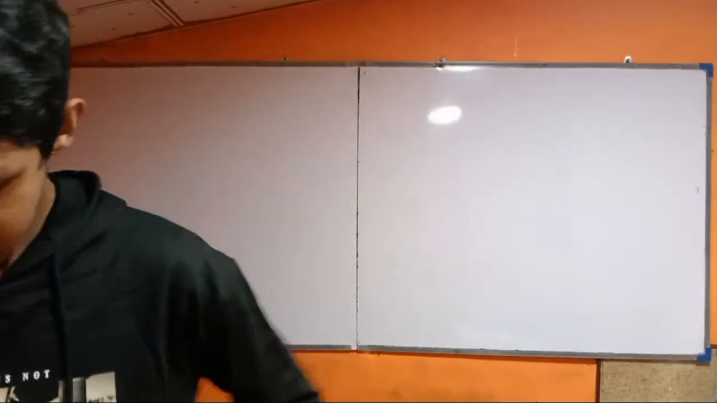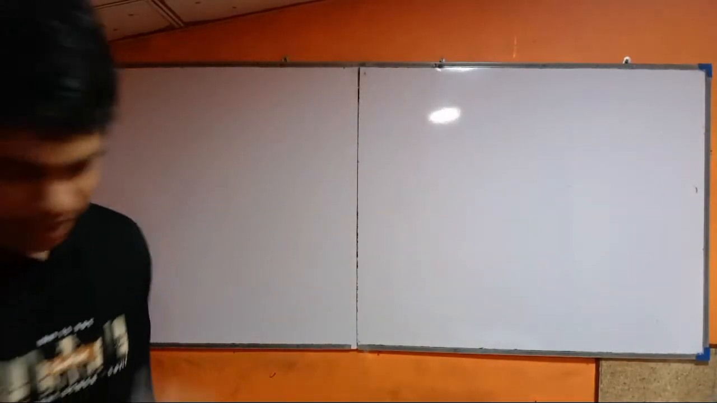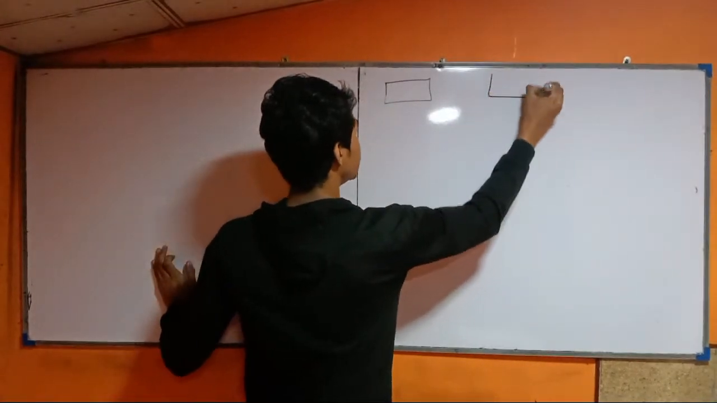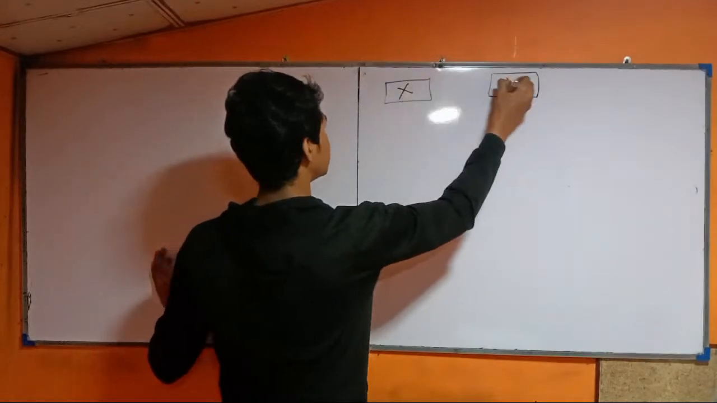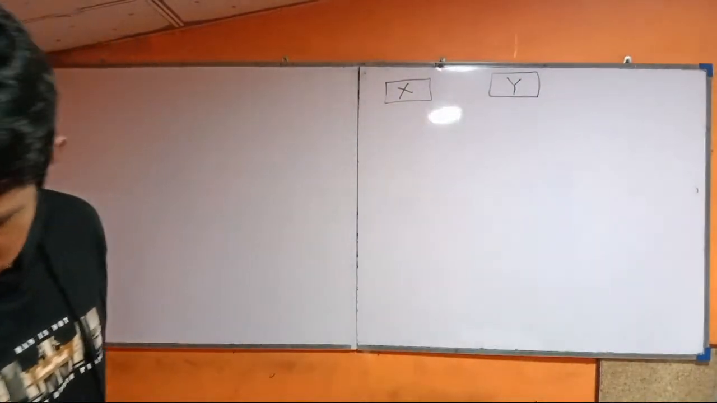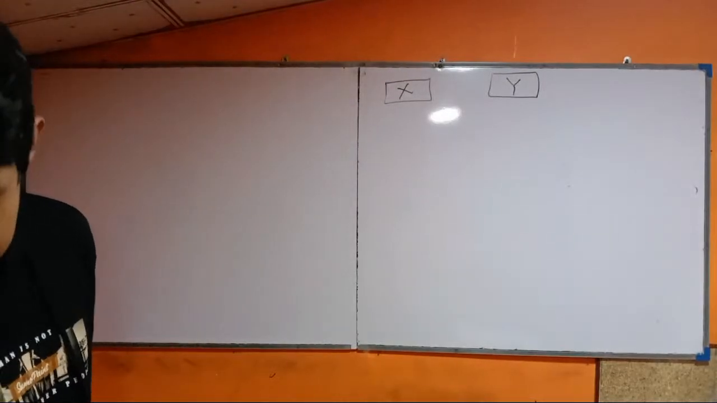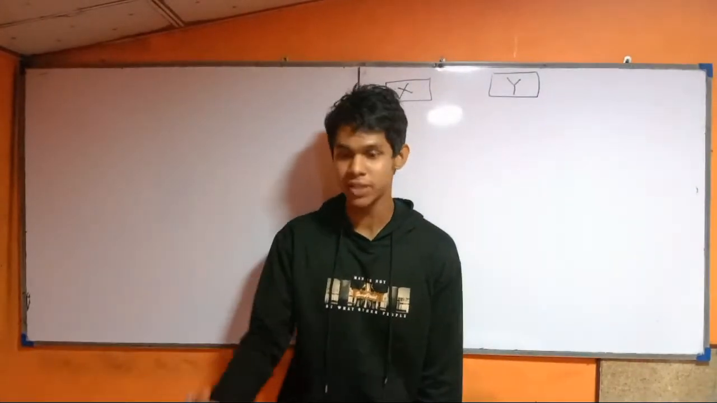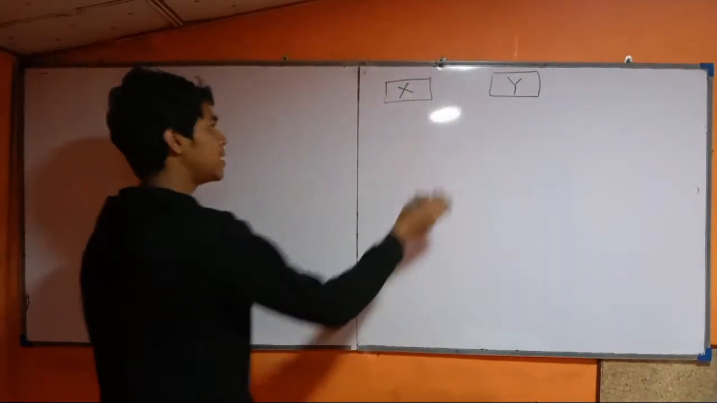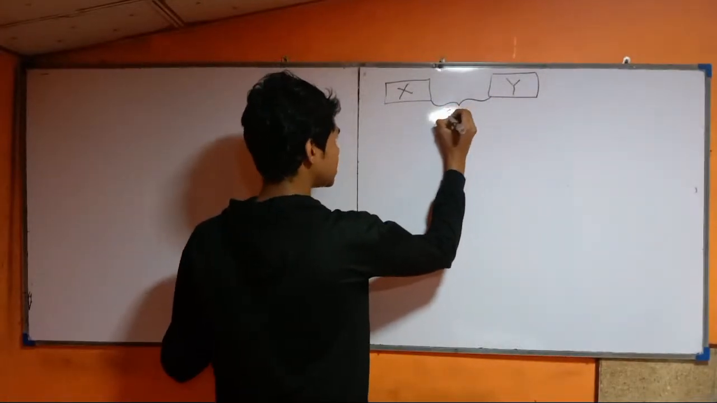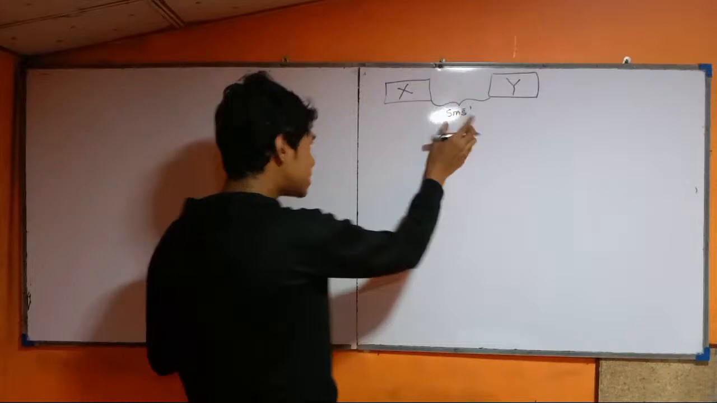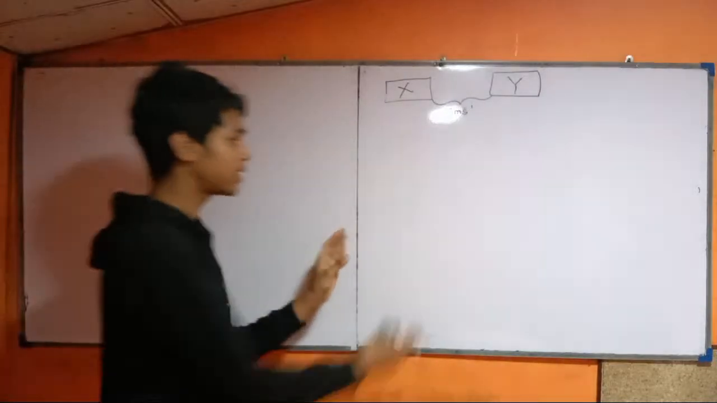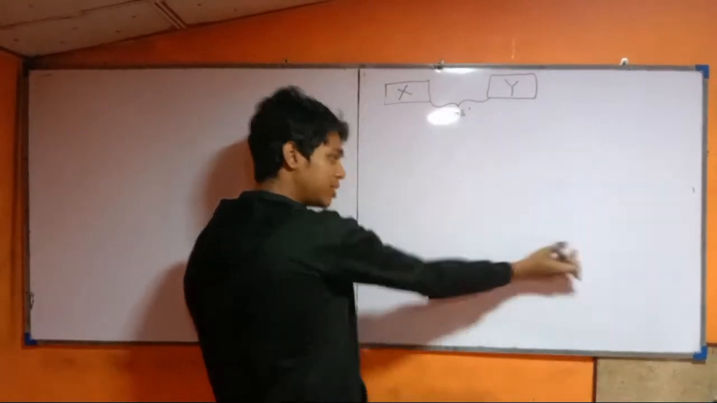So what do they say? Two objects x and y. This one is x, this one is going to be y. Separated by 5 meters each second. So 5 meters each second means meter per second, so they are telling velocity. The distance between them is going to increase by 5 meters every second. So 5 meter per second, the gap between them increases.